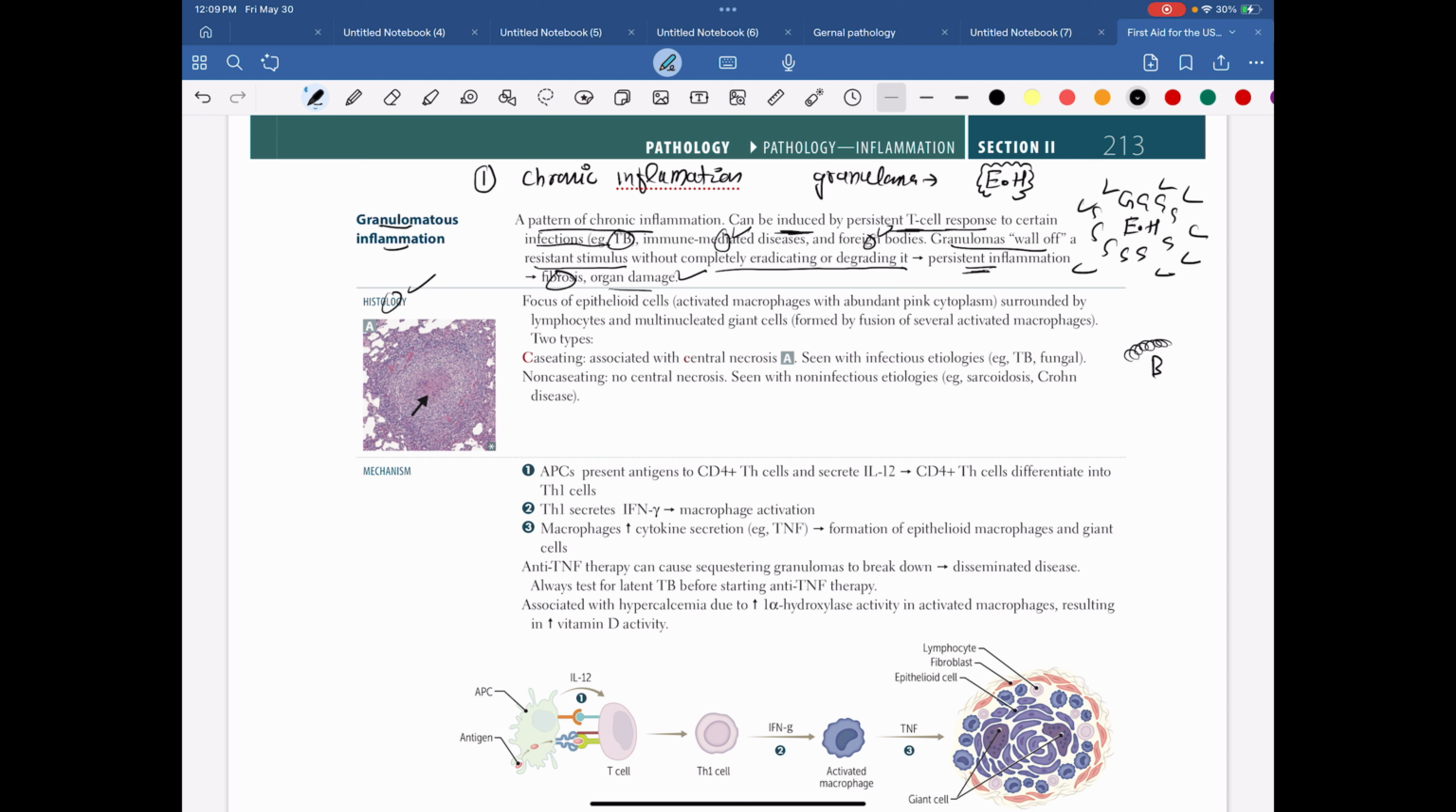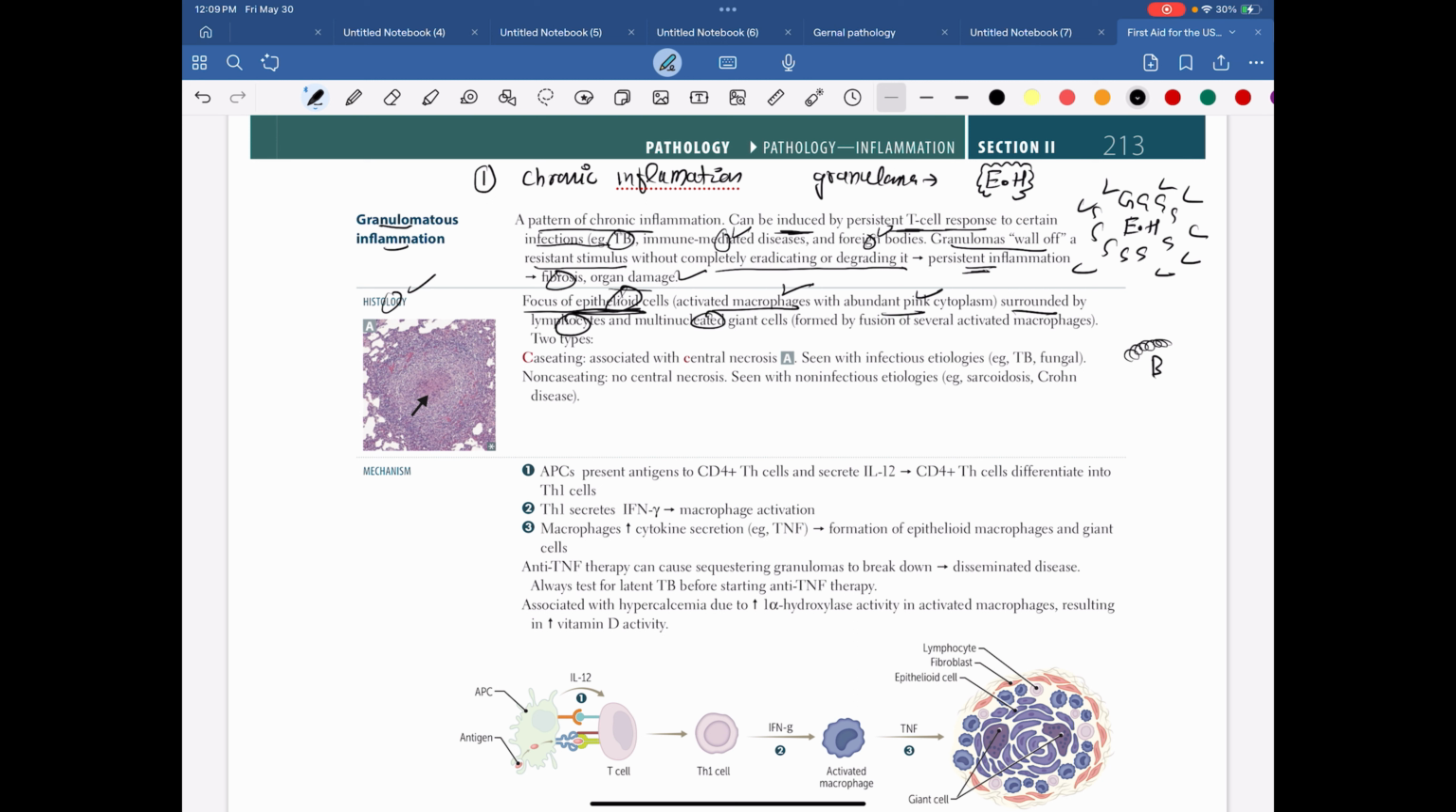Then after that, if we study the histology of granuloma, we have to remember it is a focus of epithelioid cells. What are epithelioid cells? These are the activated macrophages with abundant pink cytoplasm, and these are the epithelioid histiocytes or epithelioid cells, which are surrounded by lymphocytes and multinucleated giant cells.